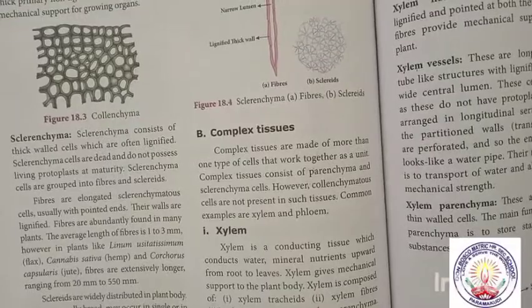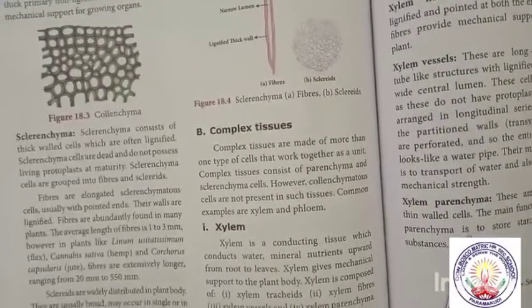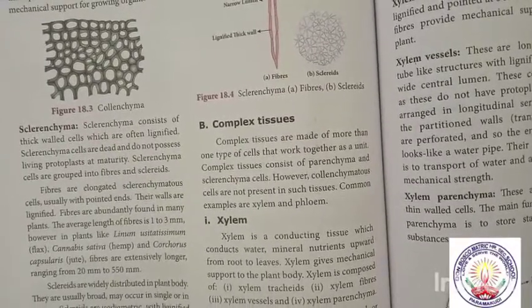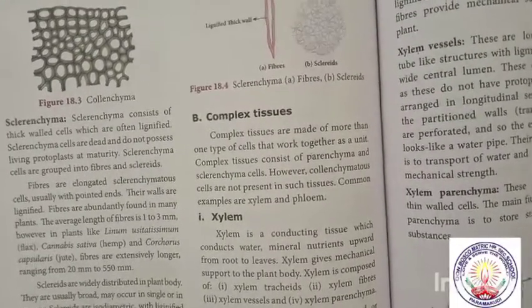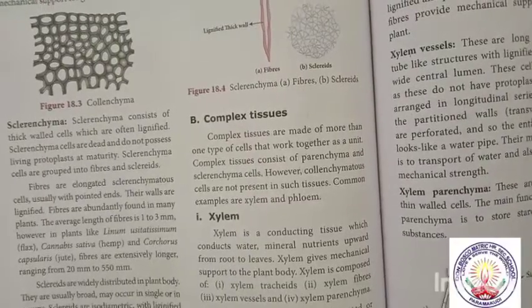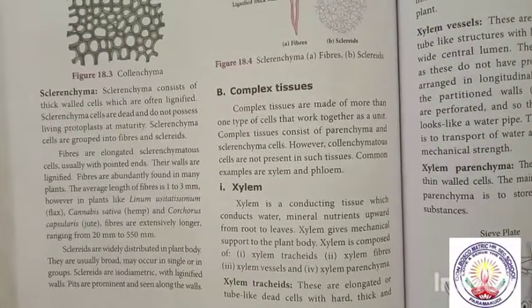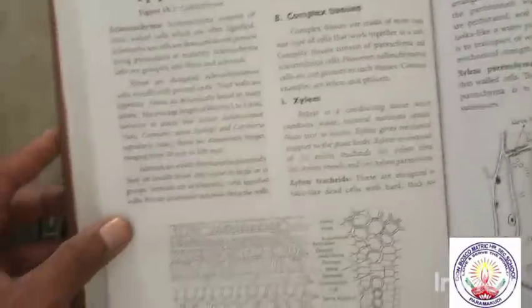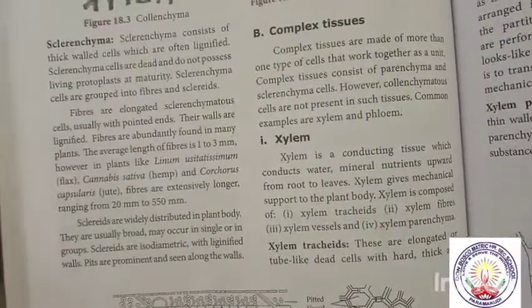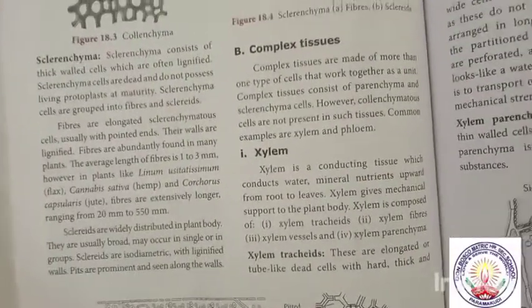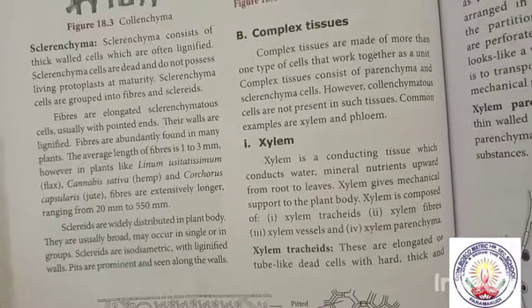Complex tissues. Complex tissues are made up of more than one type of cells that work together as a unit. Complex tissues consist of parenchyma and sclerenchyma cells. However, collenchymatous cells are not present in such tissues. Common examples are xylem and phloem. Now we discuss about xylem. Xylem is a conducting tissue which conducts water, minerals and nutrients upwards from root to leaves. Xylem gives mechanical support to the plant body.